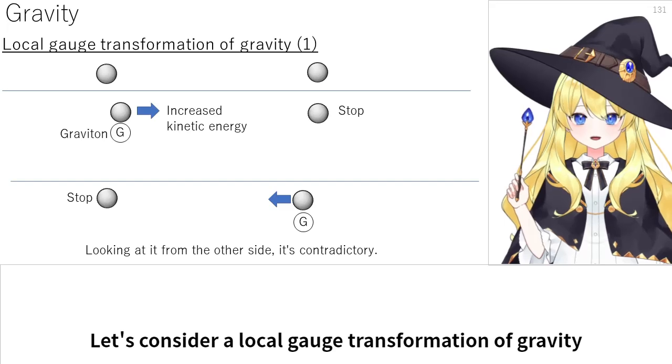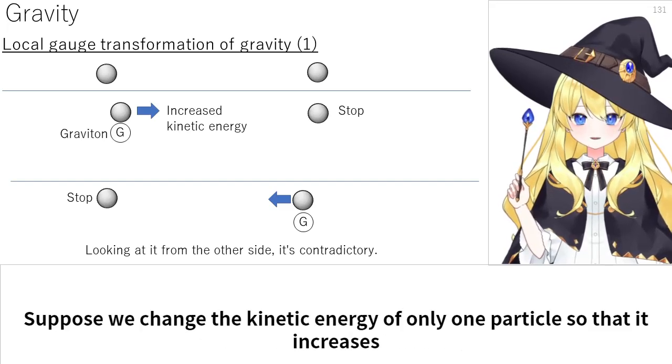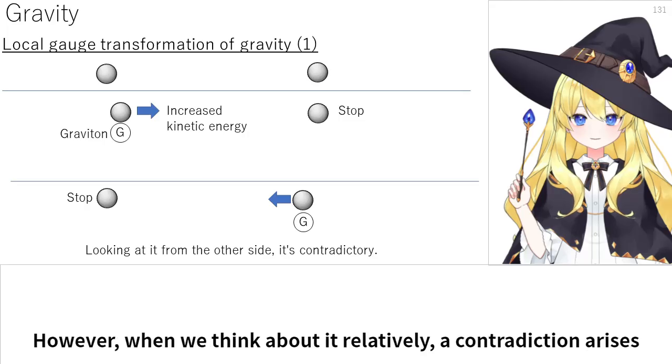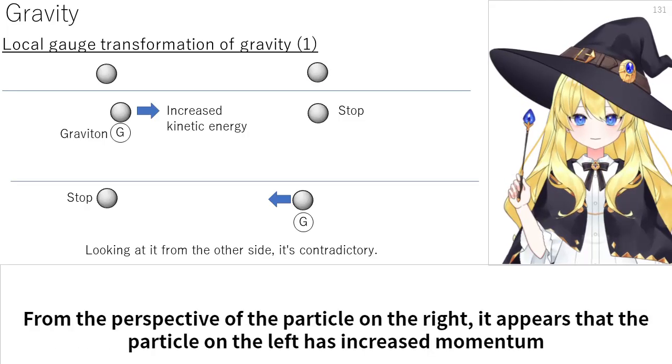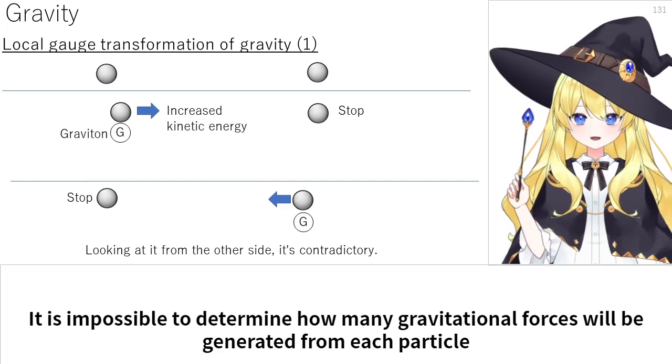Let's consider a local gauge transformation of gravity. Let's think about kinetic energy. Suppose we change the kinetic energy of only one particle so that it increases. Gravitons appear so that the total energy remains unchanged. However, when we think about it relatively, a contradiction arises. From the perspective of the particle on the right, it appears that the particle on the left has increased momentum. Conversely, from the perspective of the particle on the left, it appears that the momentum of the particle on the right has increased. It is impossible to determine how many gravitational forces will be generated from each particle.